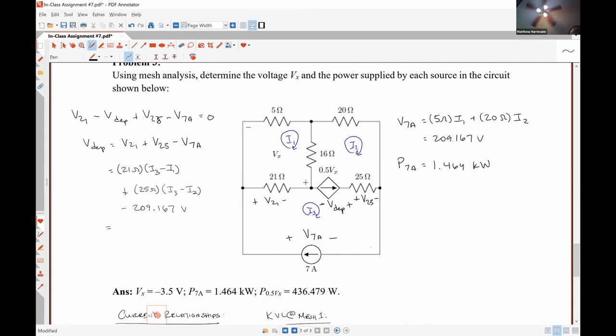So I got a voltage of negative 249.417 volts. So the power absorbed by the dependent source is then 1/2 Vx times negative 249.417. So that is, let's see, negative 7/4 times... positive 436.479 watts.